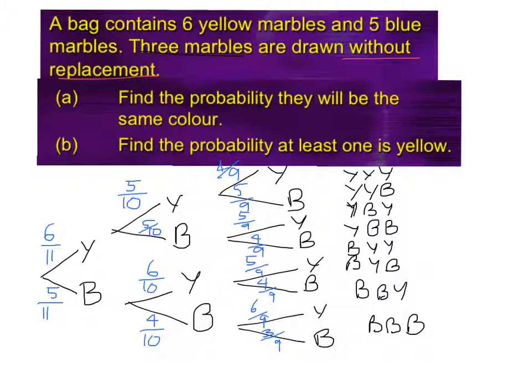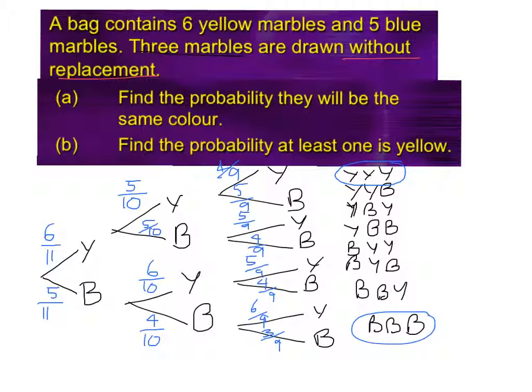Now let's answer the questions. Find the probability they will be the same colour. Same colour means we've got yellow, yellow, yellow, or we've got blue, blue, blue. So the probability of yellow, yellow, yellow is going to be, remember, multiply along the branches: 6/11 times 5/10 times 4/9. And the probability of blue, blue, blue is going to be 5/11 times 4/10 times 3/9. Because we're going between the branches, we add. So multiply those, and then add your answers together.